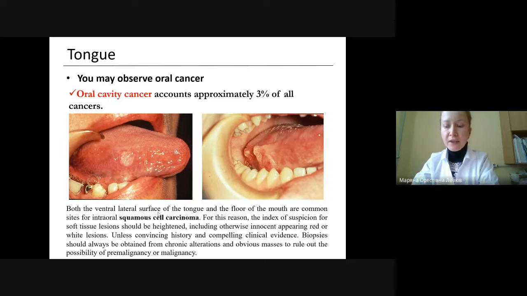For this reason, the index of suspicion for soft tissue lesions should be heightened, including otherwise innocent-appearing red or white lesions, unless there is convincing history and compelling clinical evidence. Biopsies should always be obtained from chronic alterations and obvious masses to rule out the possibility of premalignancy or malignancy. So chronic trauma to the lateral border of the tongue can possibly lead to malignization.